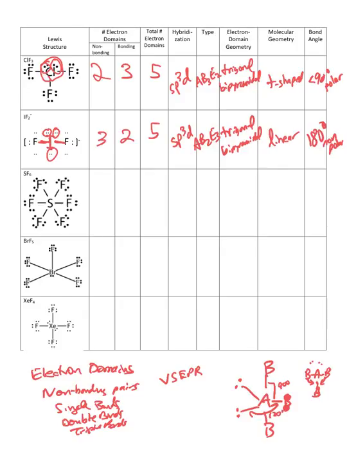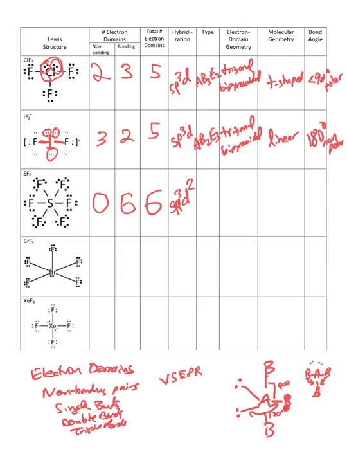Sulfur hexafluoride, SF6. The sulfur has no non-bonding electron domains. So it's made 6 bonds. It's got an excess of an octet around it. So it's got 6 electron domains in all. So we've got a new hybridization type. We've graduated from 5 to 6. This is going to be sp3d2.